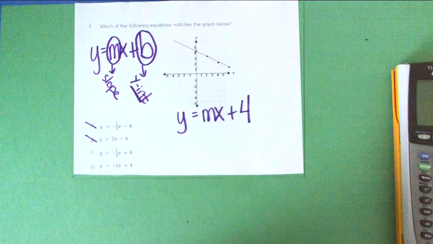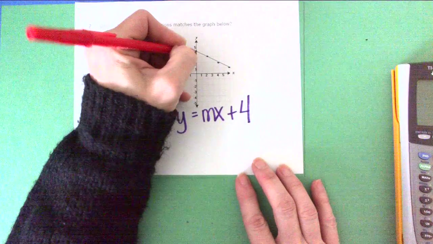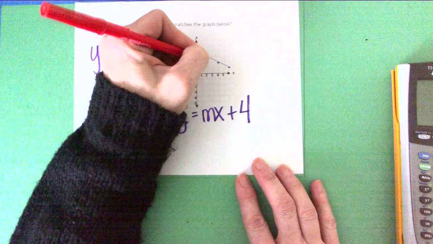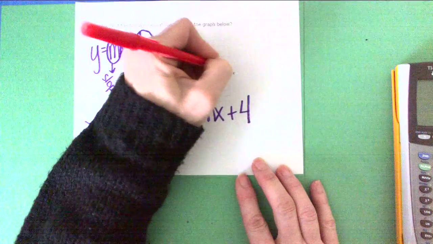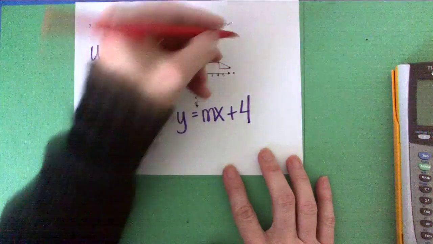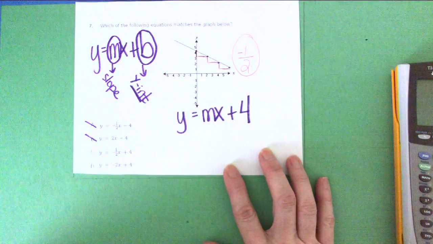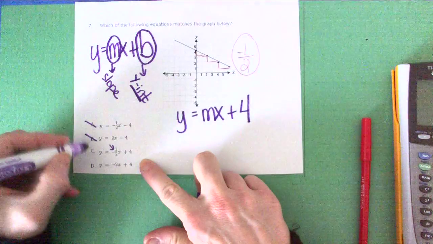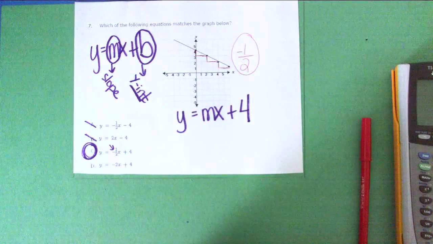So if I want to count now my rise and my run between any two sets here, it looks like I'm rising down 1 and I'm running to the right 2. Down 1, right 2, down 1, right 2. And the slope that's going to do that, down 1, right 2, is negative 1/2. So I'm going to go ahead and choose C because this has that slope of negative 1/2. Y equals negative 1/2 x plus 4. Okay, on to number 8.